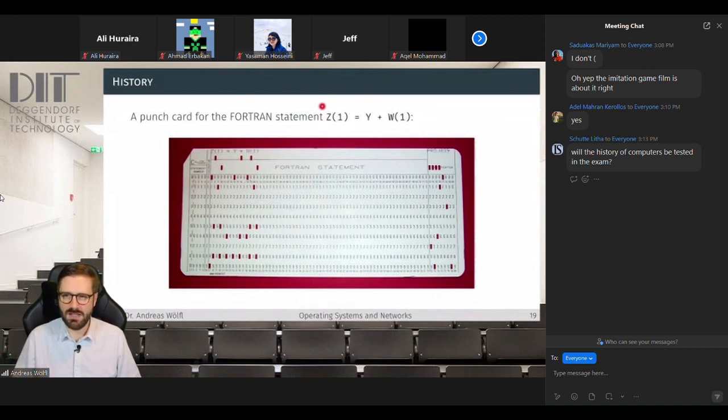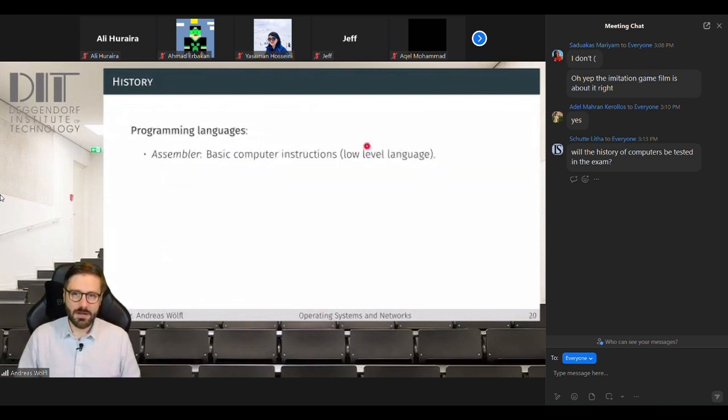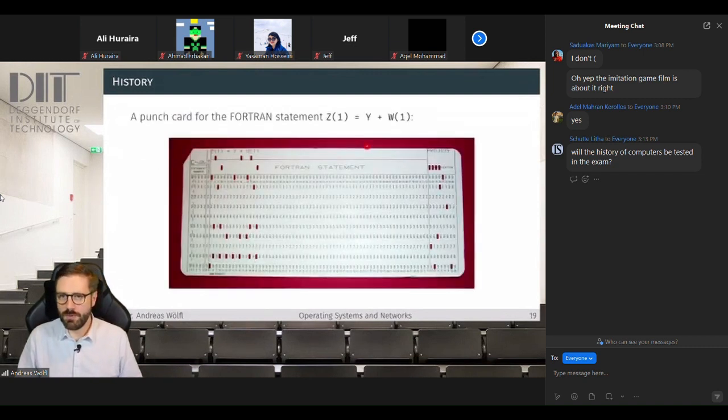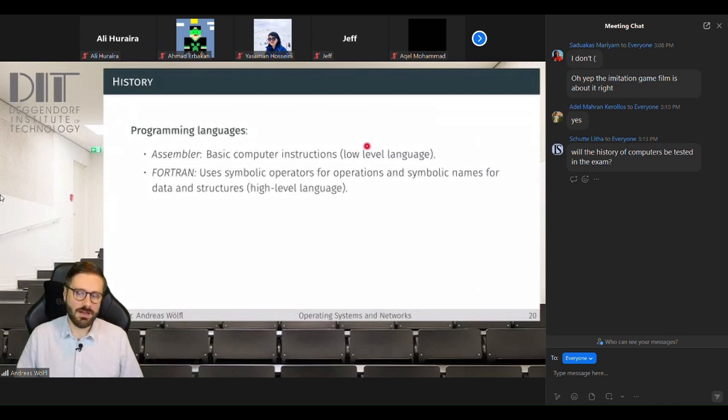This is a Fortran statement. I do not know Fortran, so I don't know what this means. But this statement, Z1 equals Y plus W1, is on these punch cards where you put in holes, and this represents a statement. And this was groundbreaking because you create a program based on a high-level language as opposed to a low-level language.